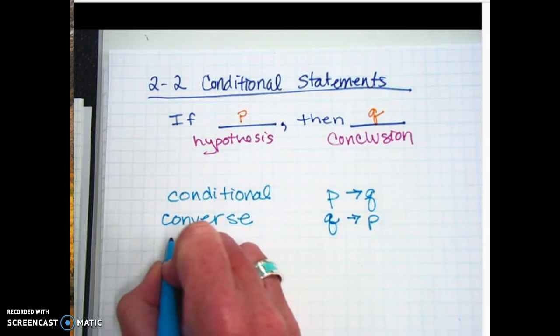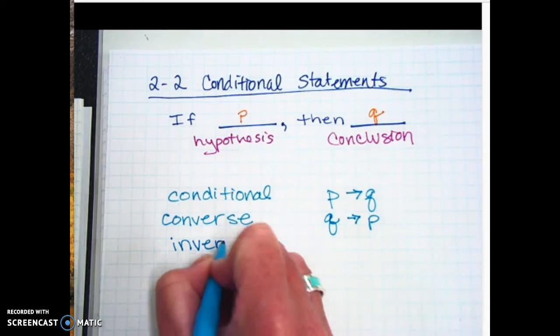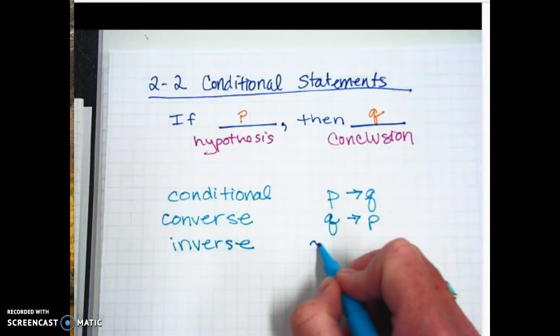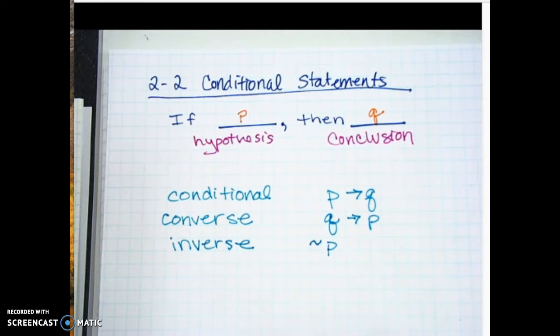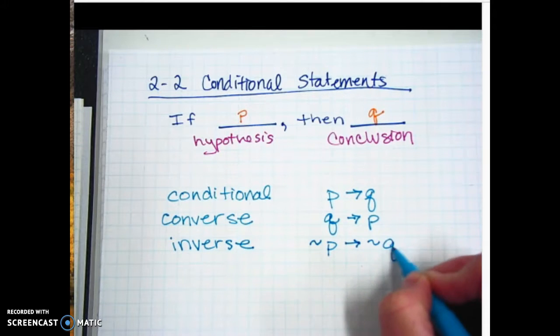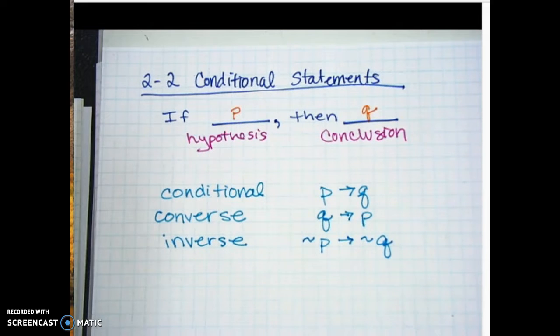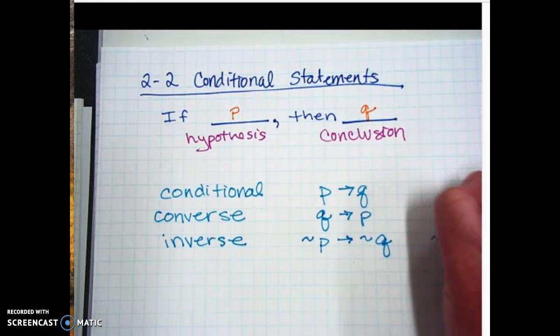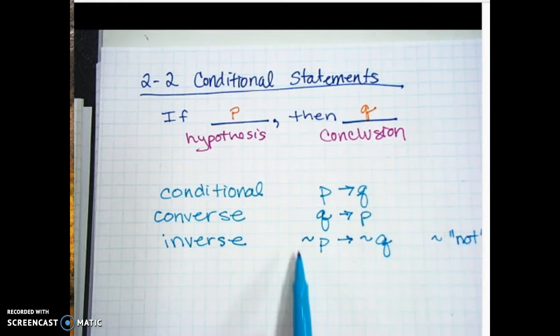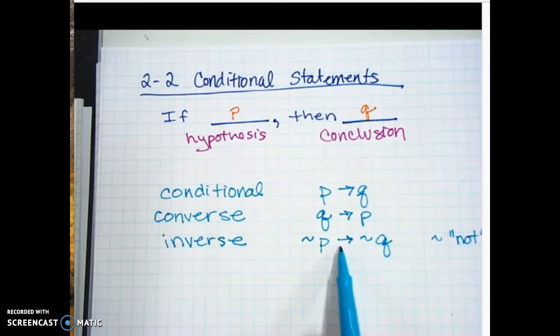And then the next one is called the inverse. The inverse, you stick a little wavy sign in front of the P. And then you stick a little wavy sign in front of the Q. That little wavy sign basically is read as not. So if not P, then not Q.